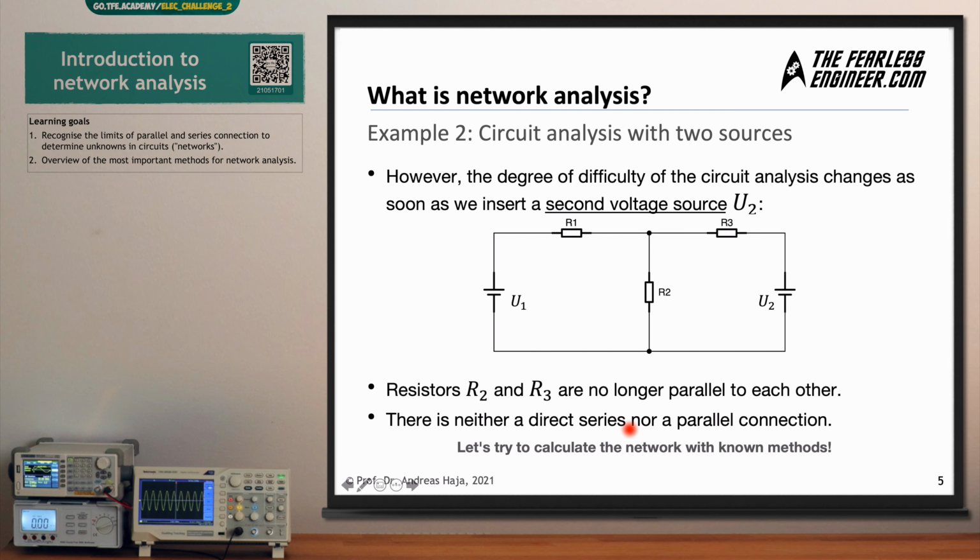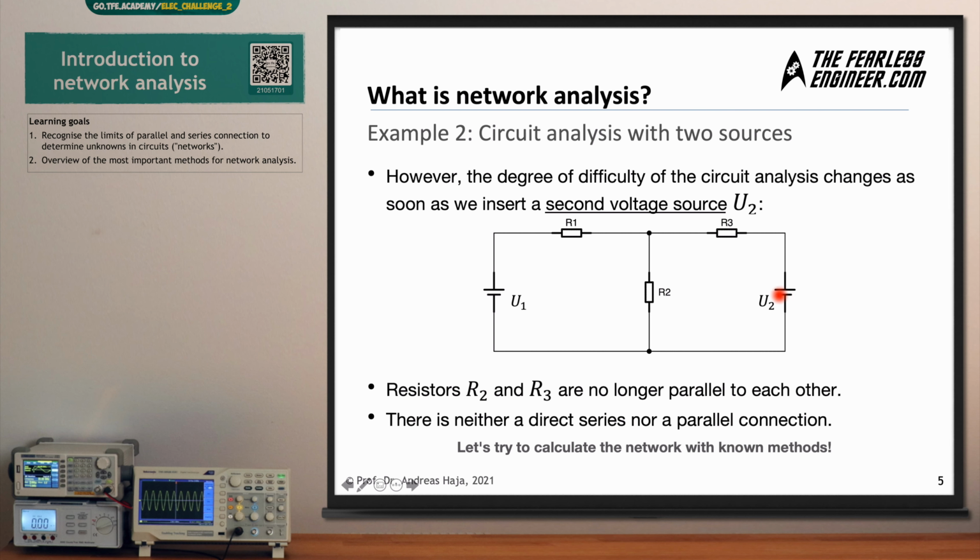The second example is a little bit different. We also have 3 resistors arranged in a very similar fashion. They share this common junction point here on top. We still have a voltage source on the left, but now we have increased the difficulty of the circuit by inserting a second voltage source, U2, here on the right.